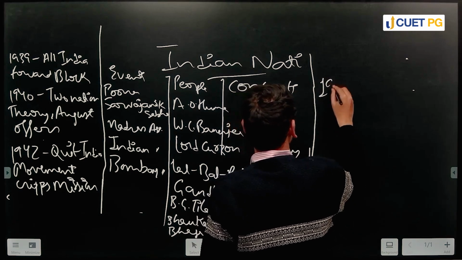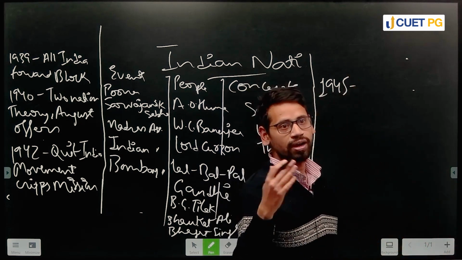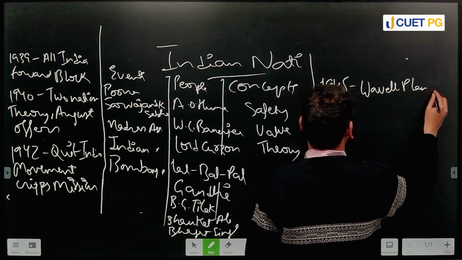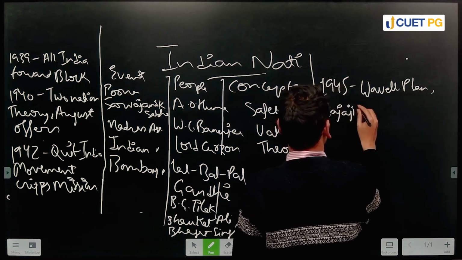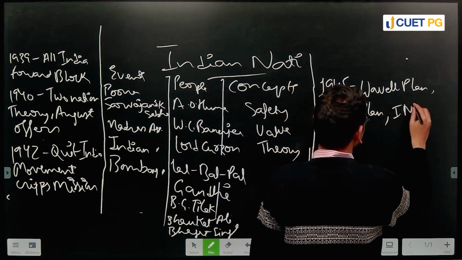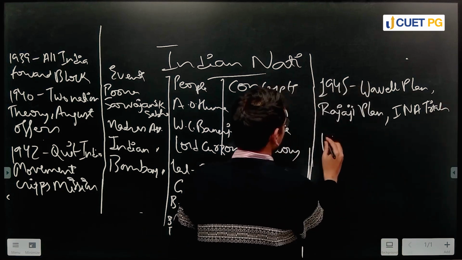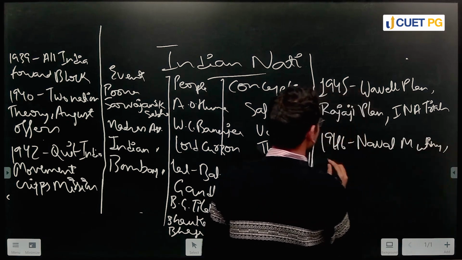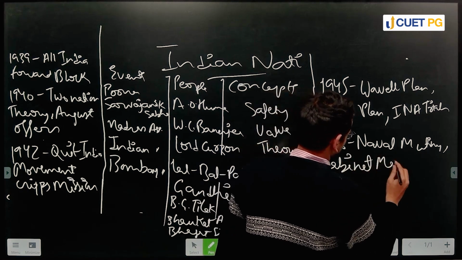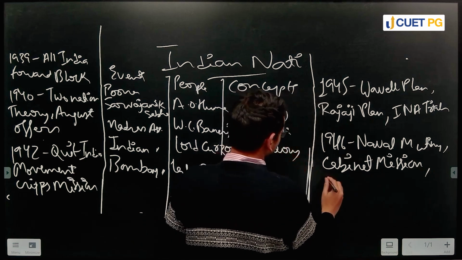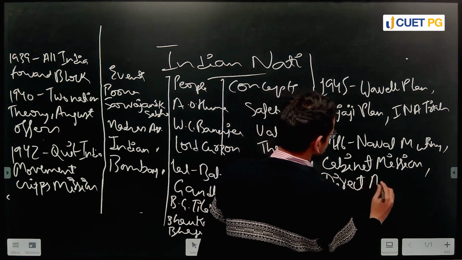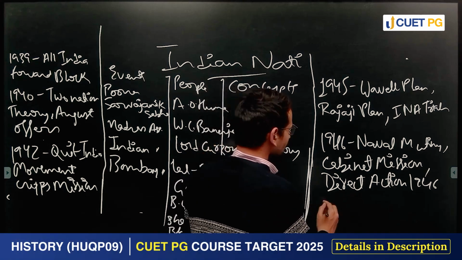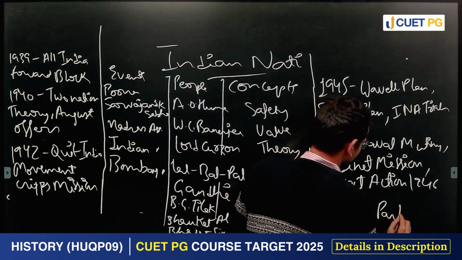Till 1945, Second World War ended. We find a lot of different kinds of policies for the transfer of power, right? Wavell Plan, Rajaji Plan, the case of INA trial, 1946, the naval mutiny. Cabinet Mission. And the Direct Action Day, which happened on 16th August 1946, that led to widespread riots across India. Right? Eventually, 1947 is the partition and independence.